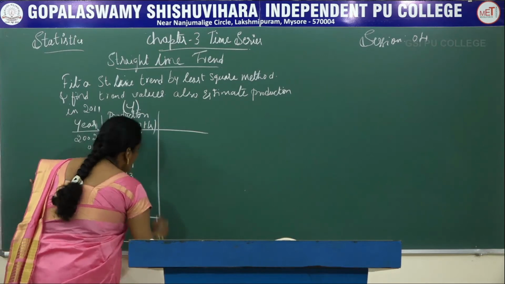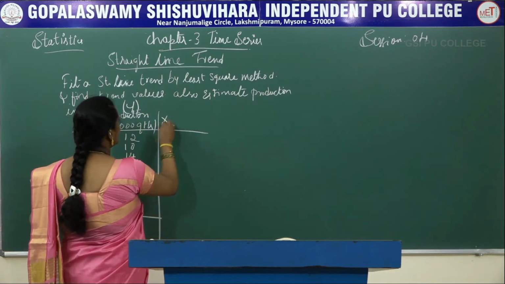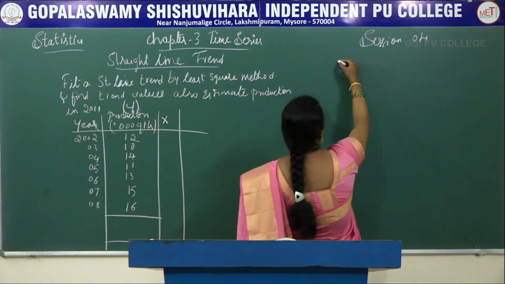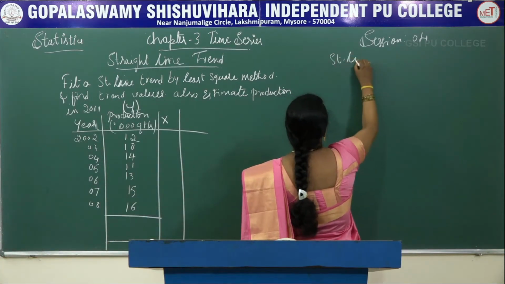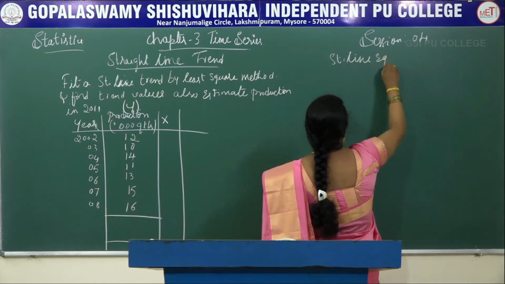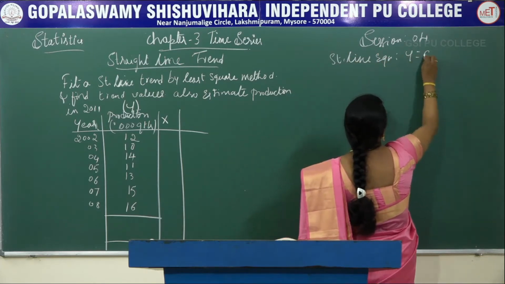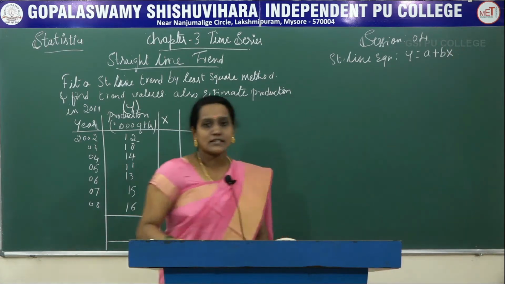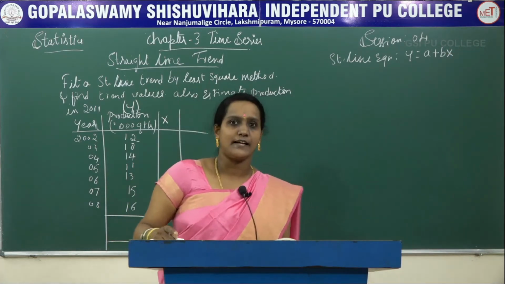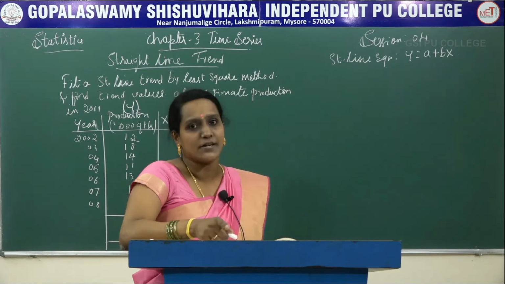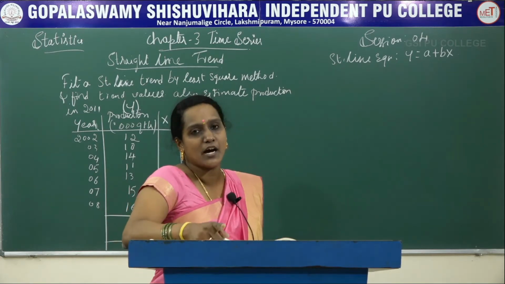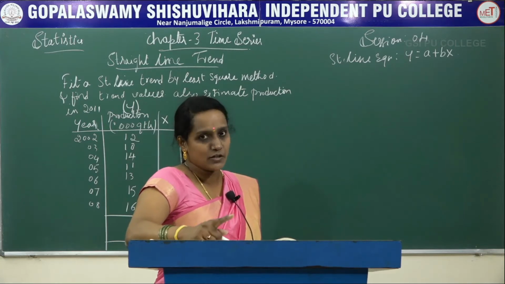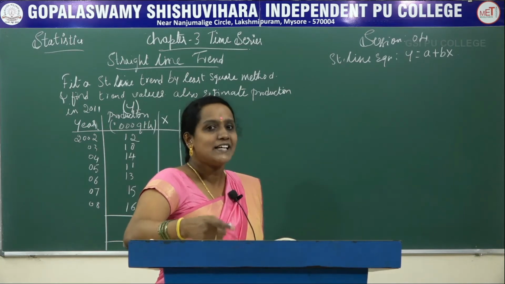Now we have to find the x value, because we have a straight line equation. The straight line equation is y is equal to a plus bx. Using this equation, we have to find the trend values. Here a and b are the two constants. We have to find a and b values first, then we will find the trend values.